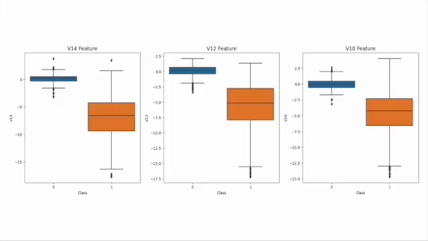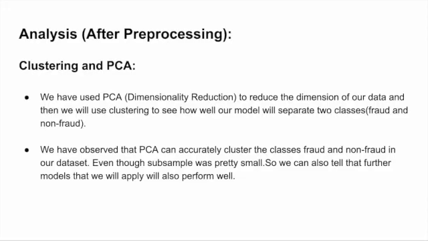So here is the graph of three features, V14, V12 and V10 after the outlier removal. We can see that the outliers have decreased very much and the accuracy has also risen.